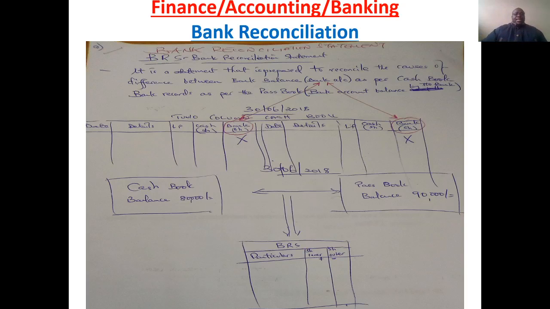Welcome to Finance, Accounting and Banking, specifically bank reconciliation. Businesses do keep their money in the bank. And when they keep money in the bank, they record those transactions, either money flowing in and out of the business through the bank account. The business keeps an account known as the bank account under the two-column cash book.